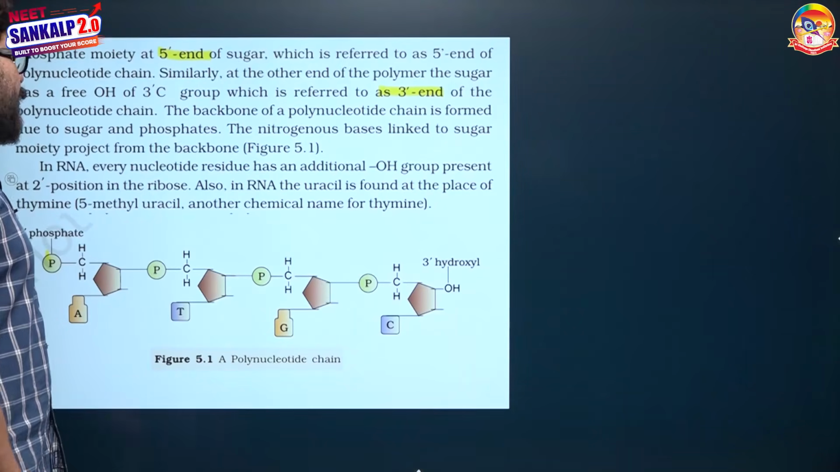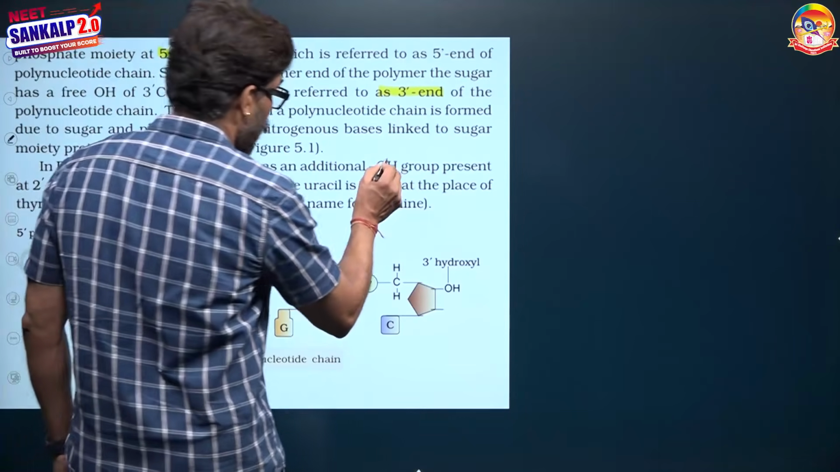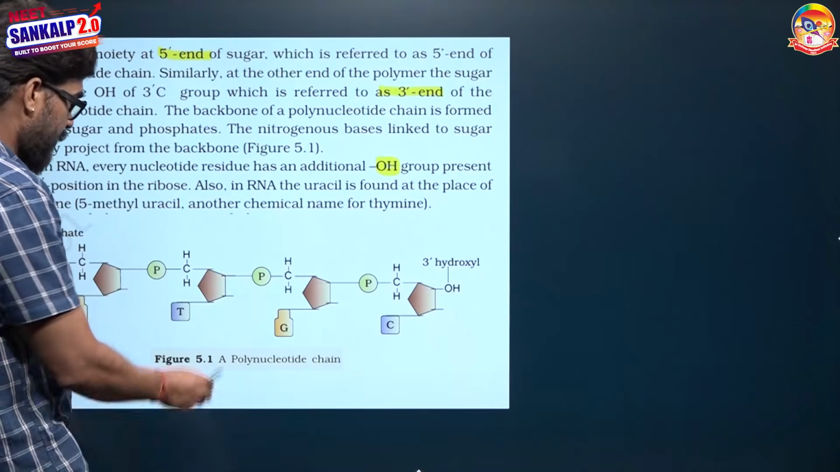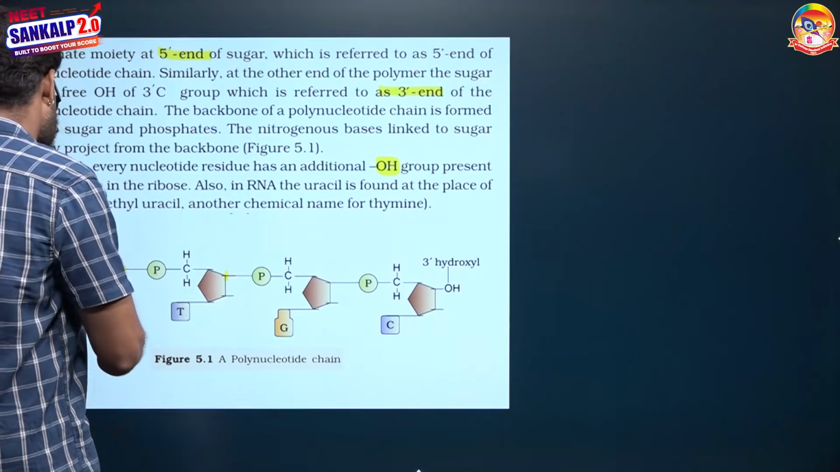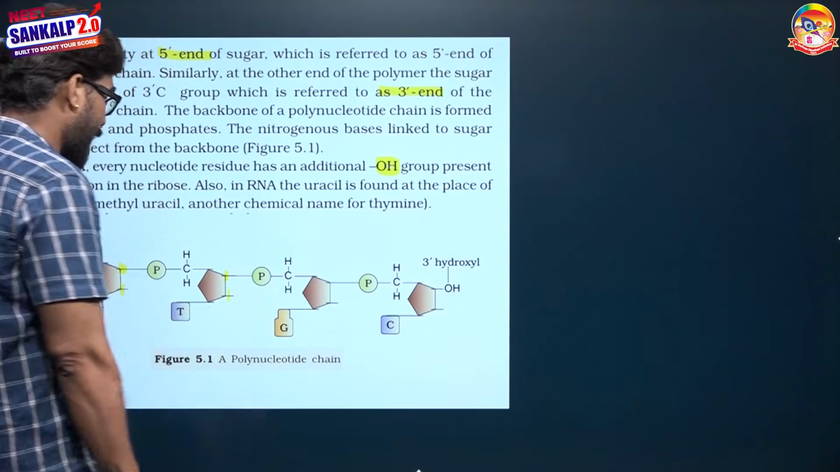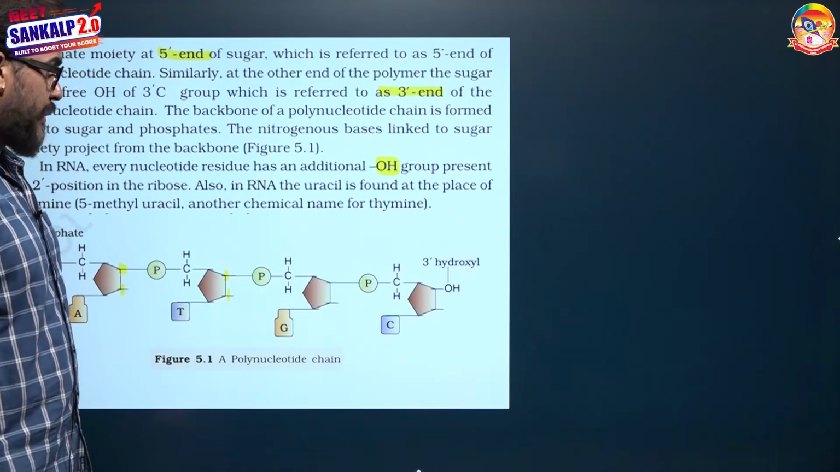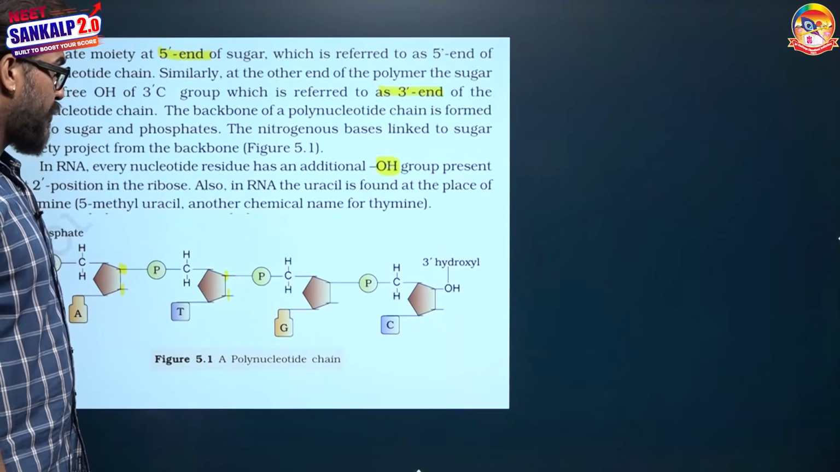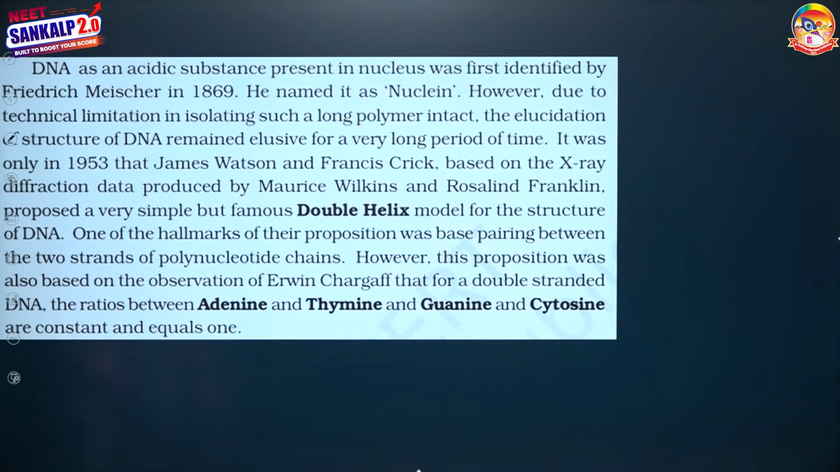In RNA, every nucleotide residue has an additional hydroxyl group at the second carbon of the sugar. This is the second carbon. Where OH is present, it is known as ribose sugar, and if only hydrogen is present, with oxygen missing, then it is called deoxyribose sugar.